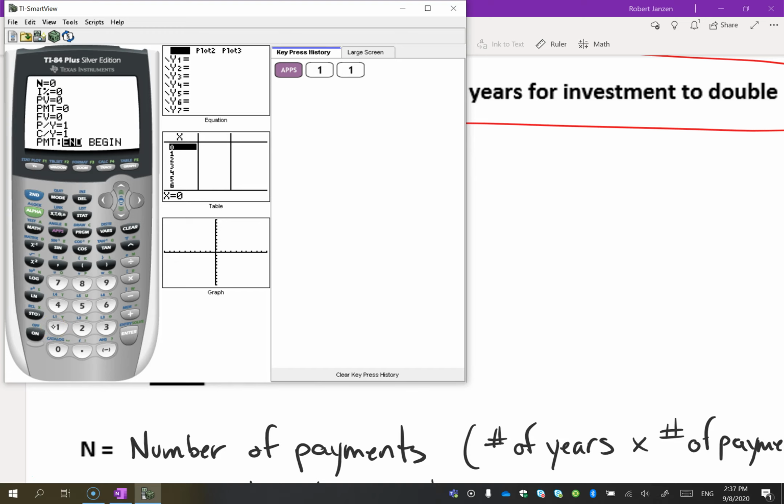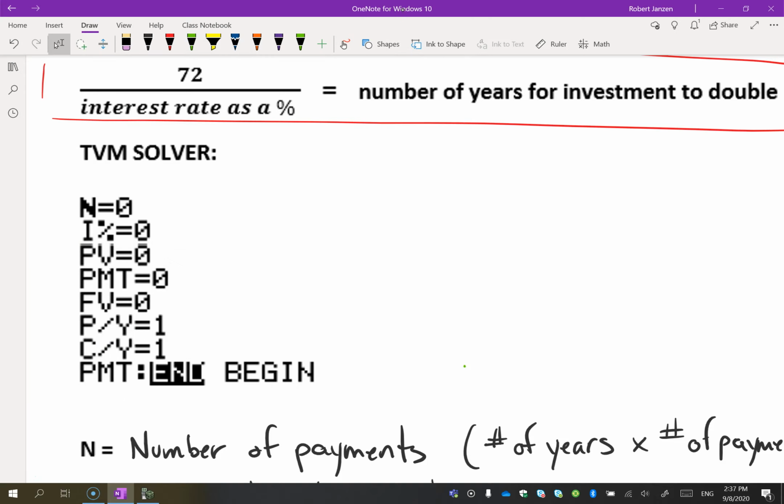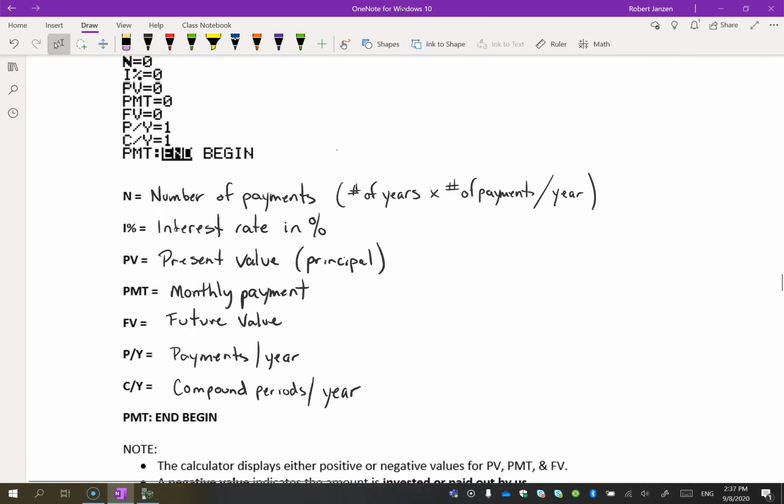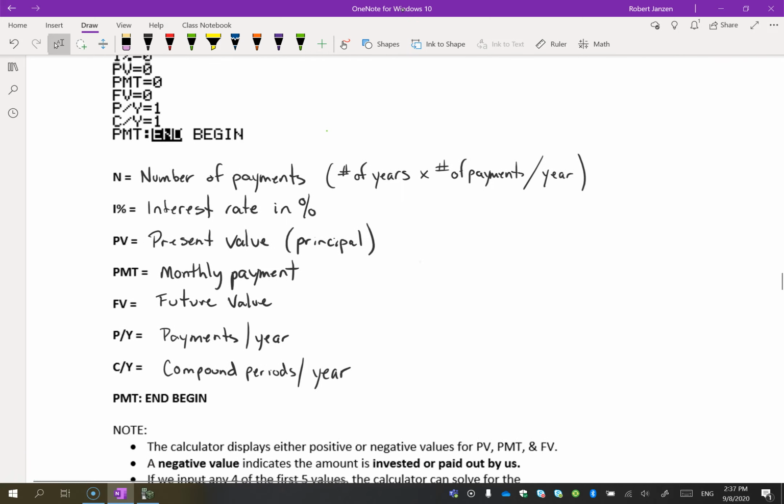So you get this screen, and it has a whole bunch of little abbreviations there that we need to get used to using. Now, at first it's going to seem a little bit overwhelming, but trust me, this is actually a great program. Very, very useful. Okay? So I've written down what each of those things means. N is the number of payments. Now that's the number of years times payments per year. Interest rate, interestingly, is going to be in percent, not a decimal.